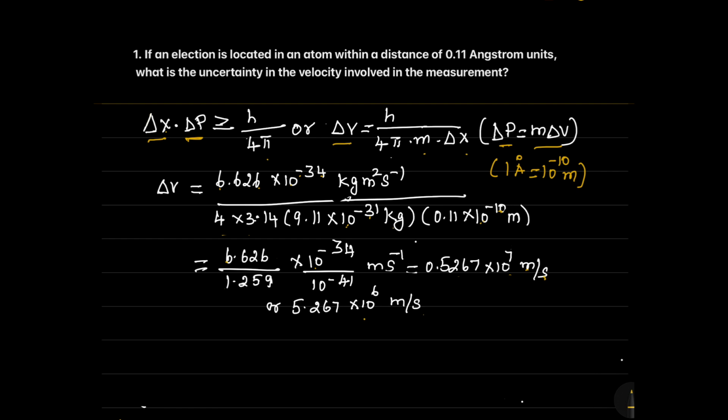The value of Planck's constant is 6.626 into 10 raised to the power of minus 34 joules second or kilogram meter square per second. This we have discussed in one of our previous videos. Divided by 4 into the value of pi, that is 3.14, into the mass of the electron, to be taken in kilograms, 9.11 into 10 raised to the power of minus 31 kilograms, into delta x value. The data given in the problem is 0.11 Angstrom units.